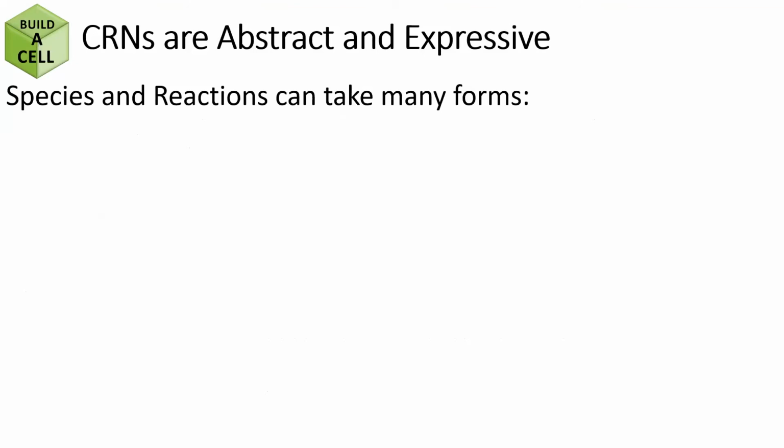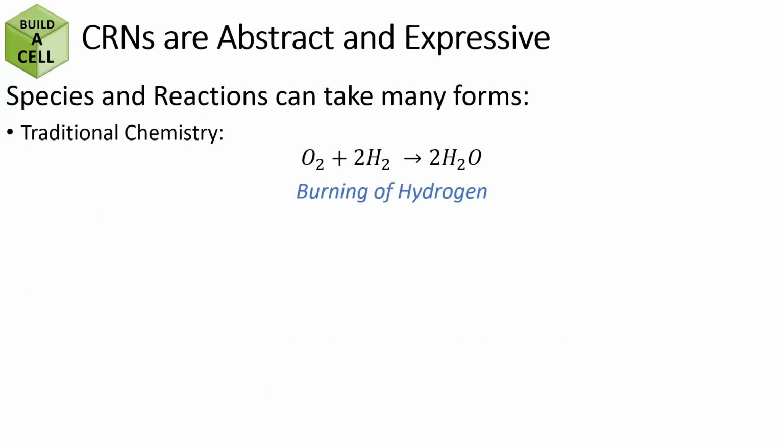Chemical reaction networks are expressive, so they take many forms. For example, I might have a more traditional chemical reaction network from chemistry where oxygen and hydrogen come together to produce water. This is when hydrogen burns. And here my species are really atoms or gas molecules that are changing bonds in the reaction.